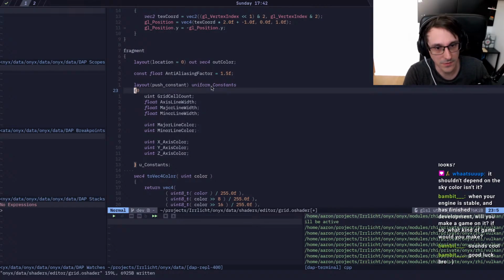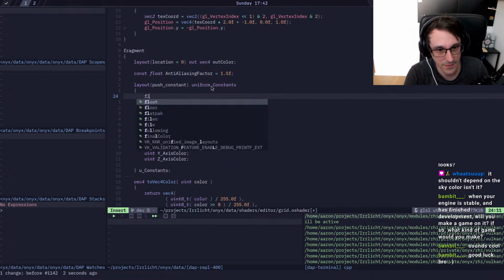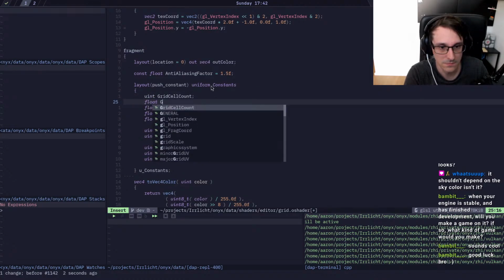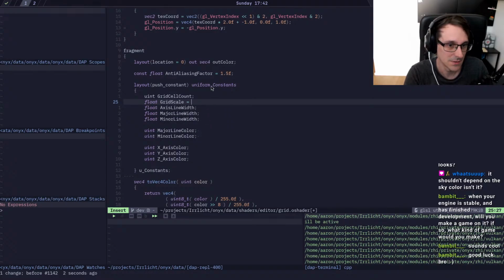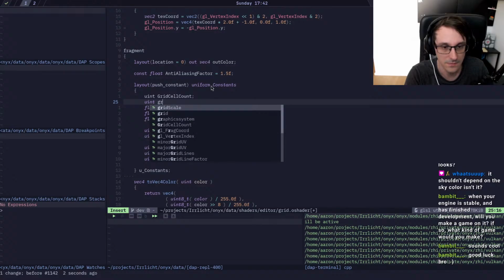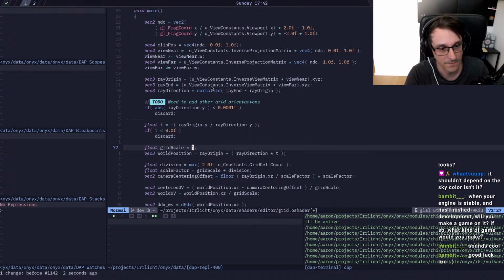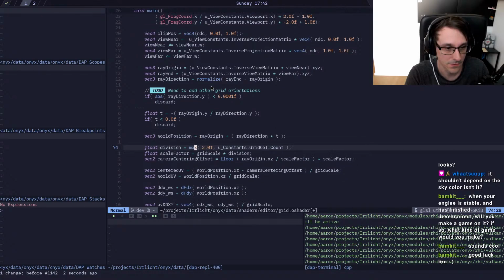I guess we could do one more thing, which is here at the scale. Do we want to have it? I think we want to have it as a uint. And now we do u constants.